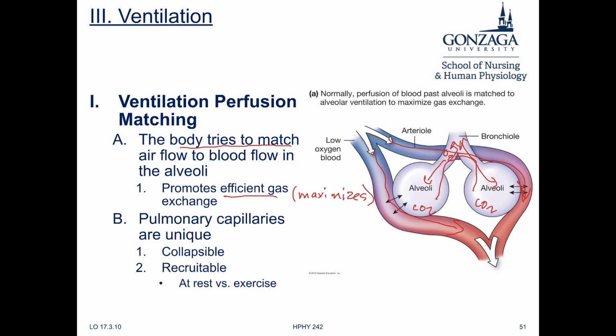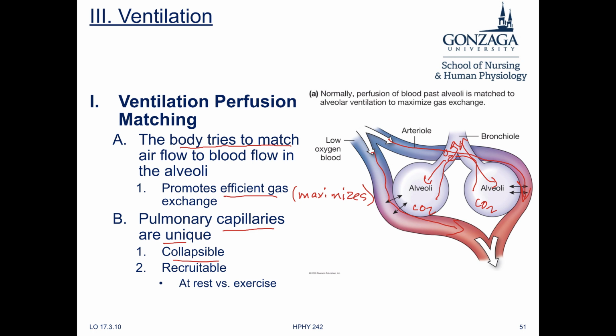Sorry, lots of red, kind of getting confusing there. But the point is, these alveoli are well ventilated, promote normal airflow. Okay. We'll come back to this concept, but the way the body does this is pulmonary capillaries are a little unique compared to our systemic capillaries. And that is because they're collapsible and they're recruitable.